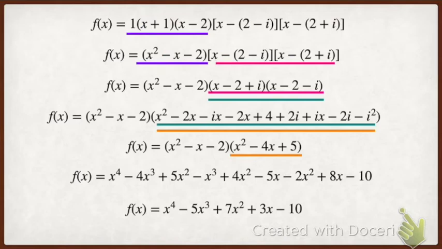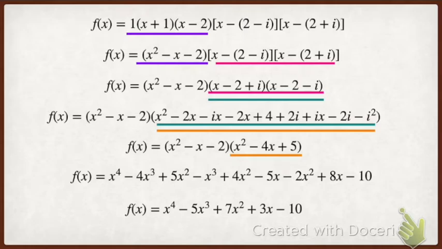But first we have f of x equals 1, that's our a, times x plus 1, x minus 2, and then x minus 2 minus i and x minus 2 plus i. First thing I'm going to do is take those two first factors, x plus 1 and x minus 2, and multiply them together. And since we're multiplying by 1, the 1 sort of just goes away because 1 times anything is just what it's multiplying against. So we multiply together and we get x squared minus x minus 2. I'm bringing down the other part to be with it.